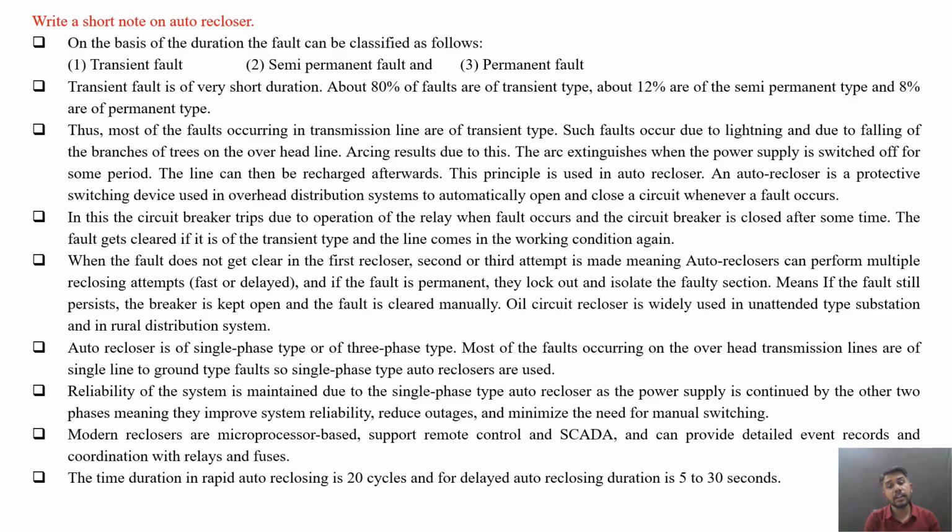Most of the faults occurring on the overhead transmission line are of single line to ground faults, so single phase auto reclosures are used widely. Reliability of the system is maintained due to the single phase type auto reclosure, as the power supply is continued or maintained by the two other healthy phases, means the improved system reliability, reduces the percentage or amount of outages, and minimizes the need of manual switching.